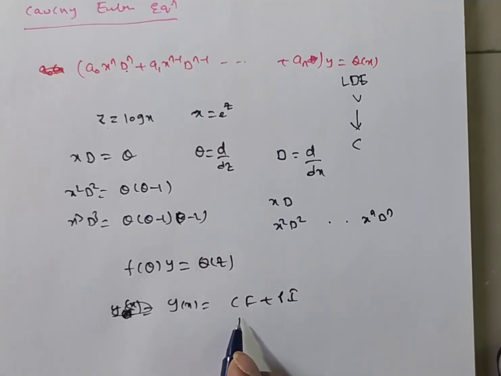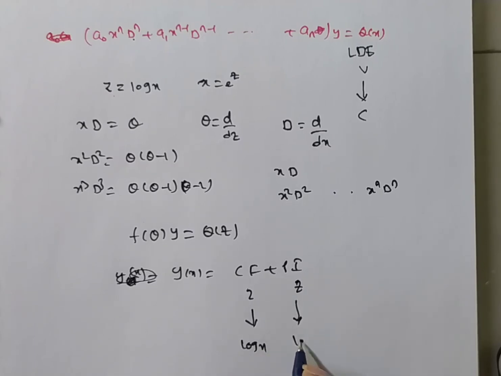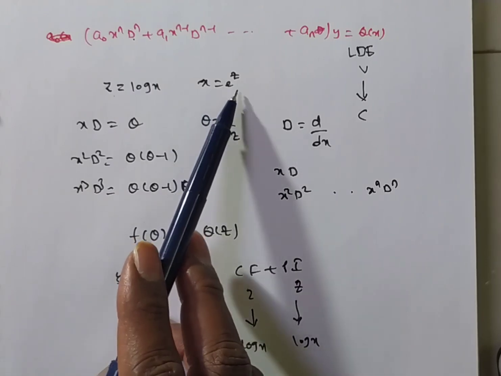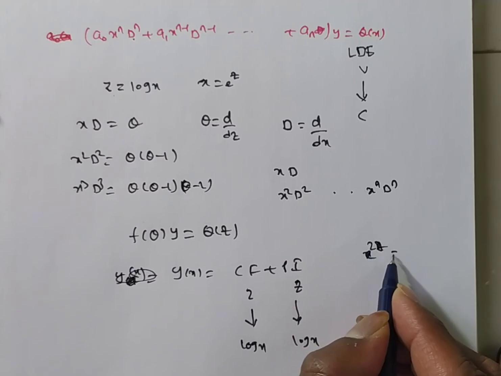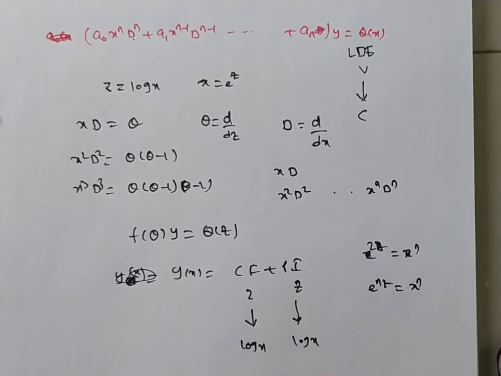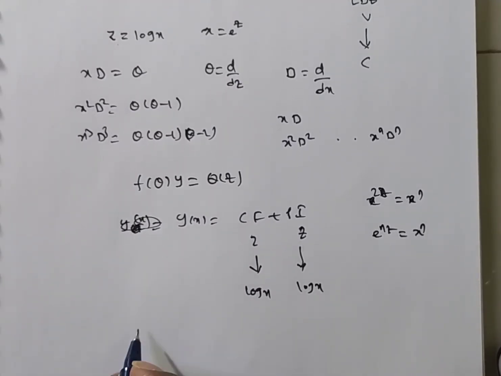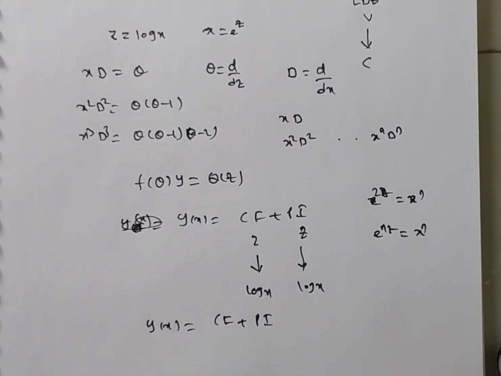In this case, you will get the complementary function in terms of z. Now we have to replace z by log x. And the particular integral also you will get in terms of z. Now we have to replace z by log x. If e power z is there, we replace it with x. Suppose e power 2z is there, we write x squared. If e power nz is there, we write x power n. Now this entire solution will be converted into y of x only. y of x is equal to complementary function plus particular integral. This is the Cauchy-Euler equation.